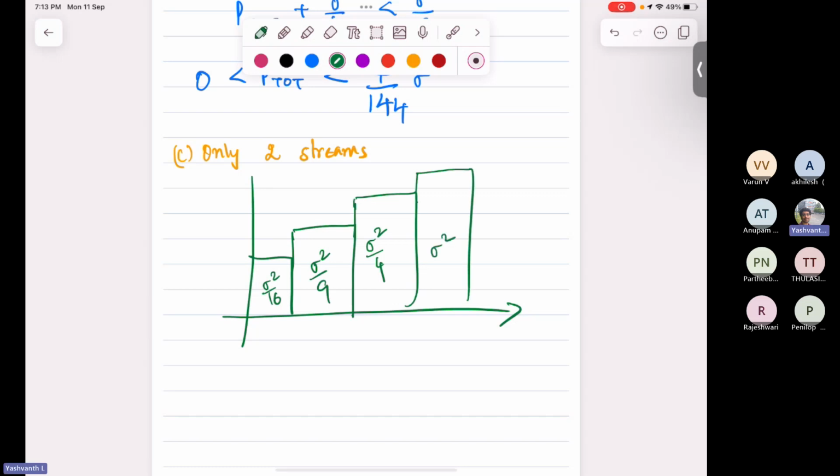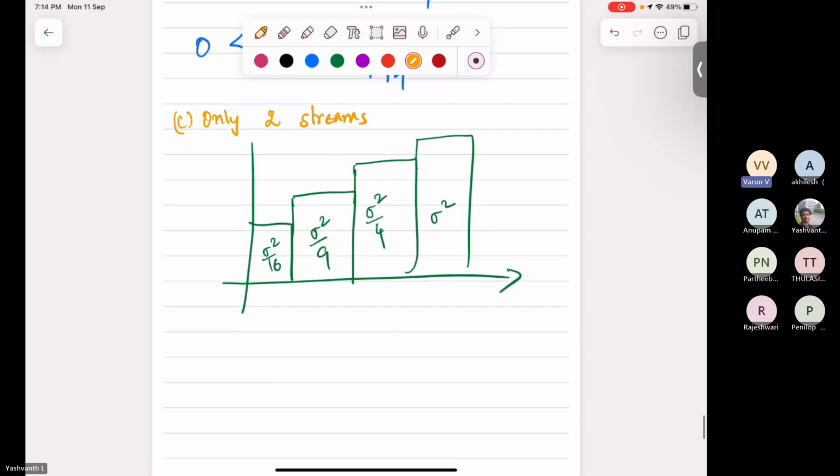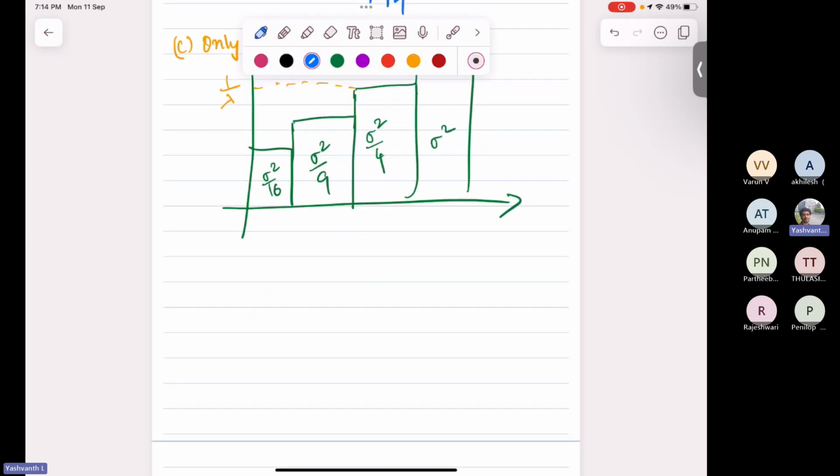Now tell me, where should the top water level be if it's two streams? 1 by lambda less than sigma square by 4. And P1 plus P2 equal to P tot. Exactly. These are the two equations, and you have correctly found the equation. This should be the maximum 1 by lambda. Okay. So the first condition is that 1 by lambda must be less than sigma square by 4.